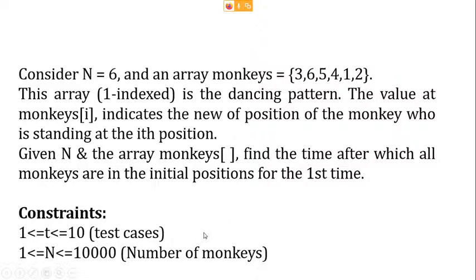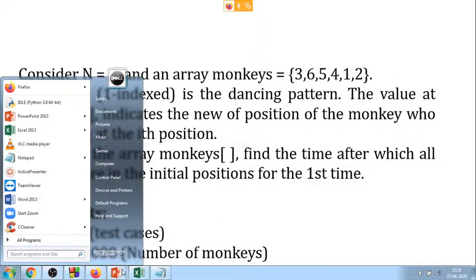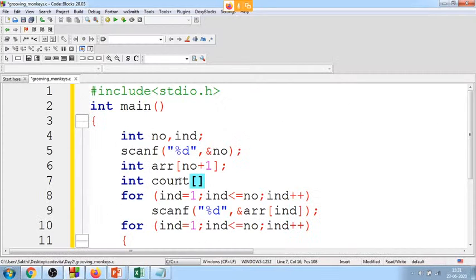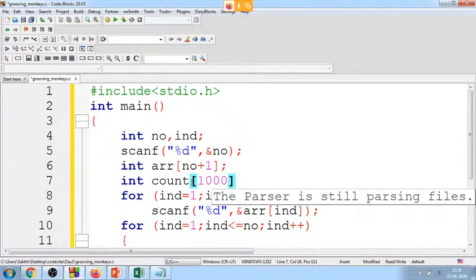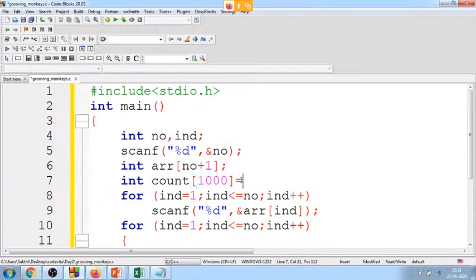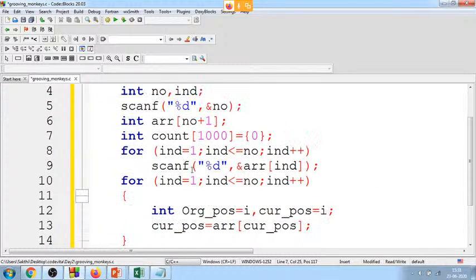10,000 monkeys they are given. So we can mention here size as 10,000. Somewhere they are not going to give 10,000, let us give 1000. Okay, if you want to give exactly, give it as 10,000. So let me initialize the initial position of all the monkeys, which is nothing but the count value of all the monkeys, as 0. In order to avoid garbage values, initially I am initializing my count value as 0.